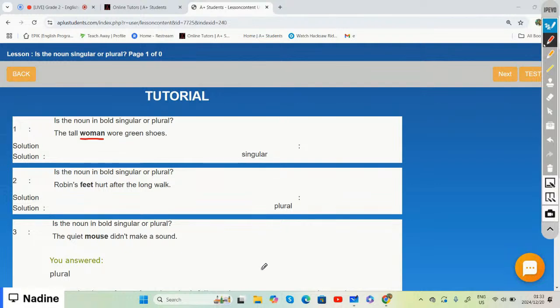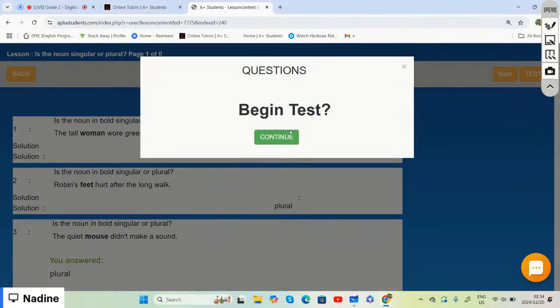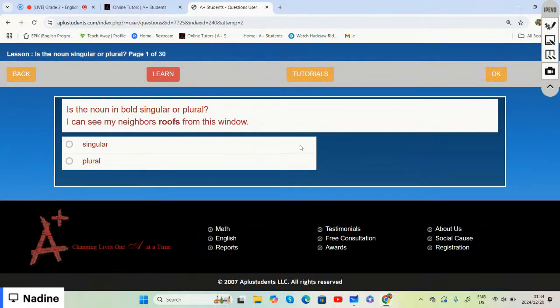And if we were to choose the correct option, then we can say woman is singular because it refers to one woman only, right? All right, so now we're going to our test where we are going to say whether the word is singular or plural.